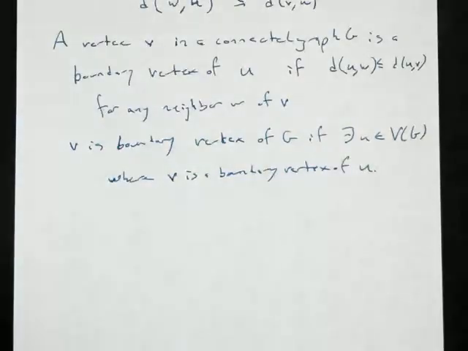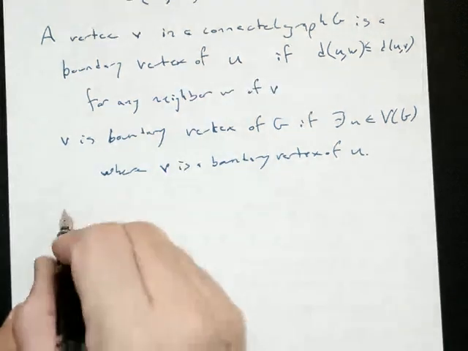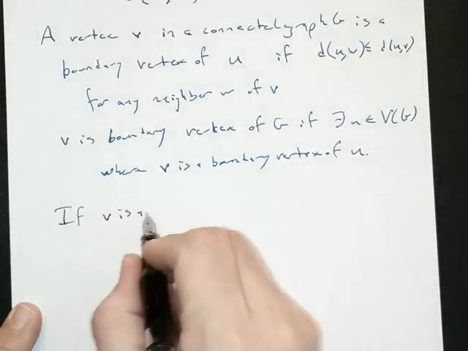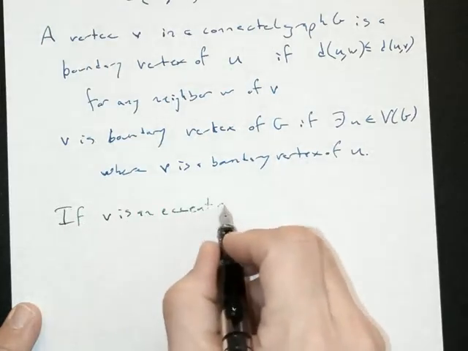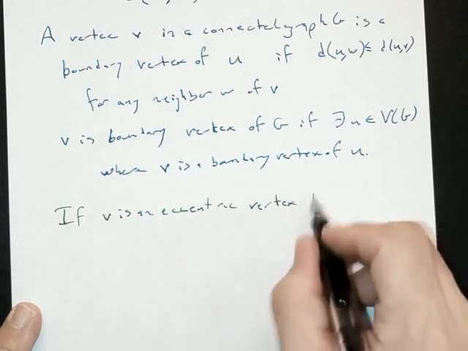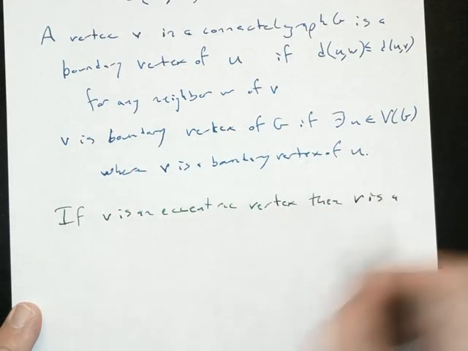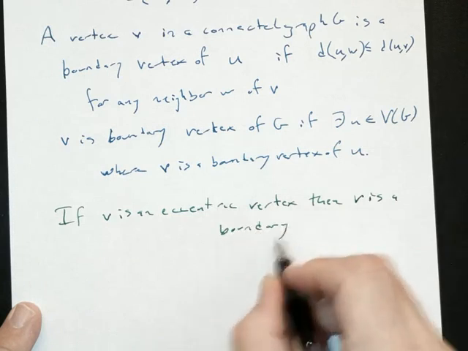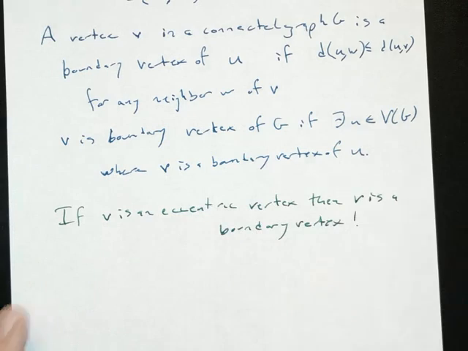What about boundaries? Eccentric vertices are automatically boundary vertices. However, the reverse is not true.